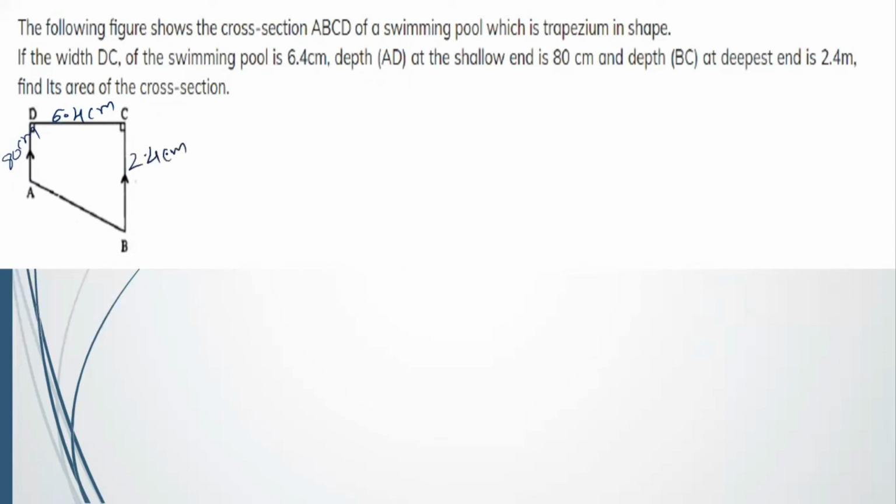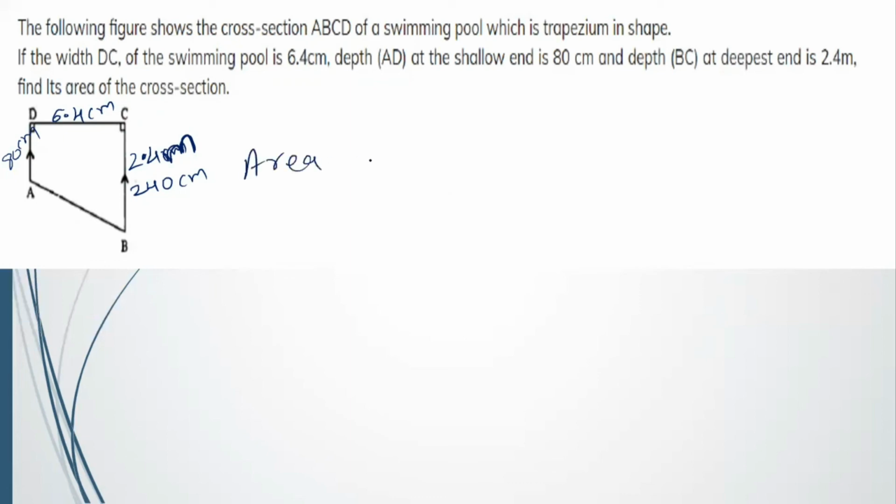So remember, the unit has to be the same. This is given 6.4, this is 80 centimeters, and this is 2.4 meters. If I have to convert 2.4 meters into centimeters, this is going to be 240 centimeters. Okay, unit has to be the same. Now we have the trapezium. We know the height, this is our height, and the parallel sides. So we have to find the area of the cross section.